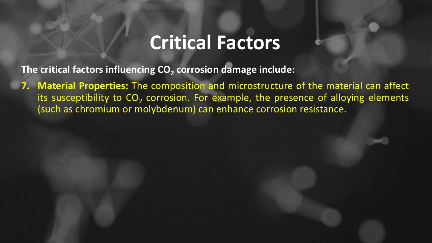Number 7 is material properties. The composition and microstructure of the material can affect its susceptibility to CO2 corrosion. For example, the presence of alloying elements, such as chromium or molybdenum, can enhance corrosion resistance.